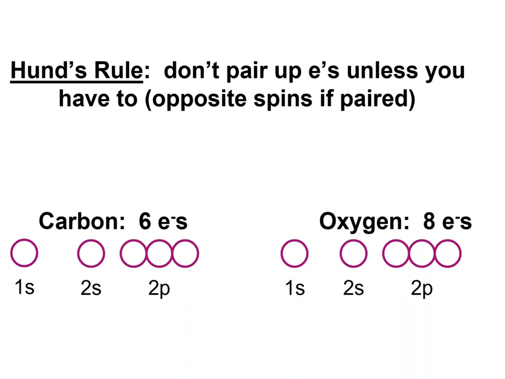So carbon has 6. So I'll go up, down, that's 4, and then 5, 6. So I don't put those two in the same orbital. Oxygen has 8. So 1, 2, 3, 4, 5, 6, 7. Oh, I'm going to have to pair up 1. Again, the typical way to write it is up, up, up, down, down, down.